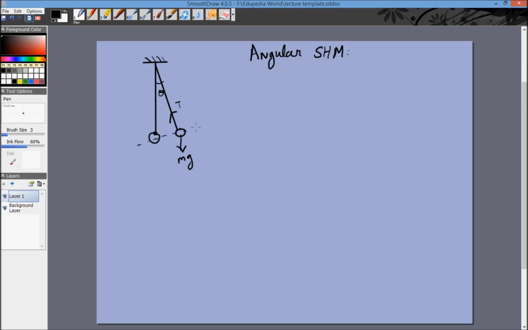So when we're talking about circular motion, we always do it along and perpendicular to the radius. So this angle will be theta. That means this will be theta. That means the component in this direction will be mg sine theta, and in this direction will be mg cos theta. Mg cos theta will not cause any torque. Mg sine theta will cause a restoring torque.